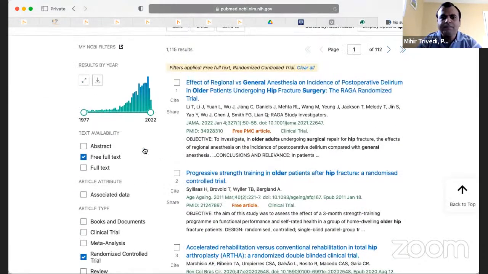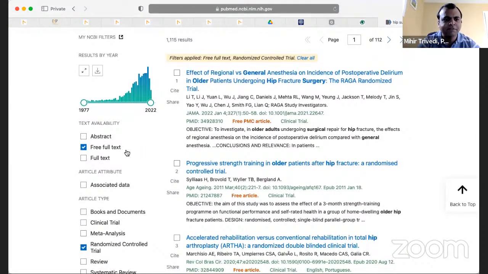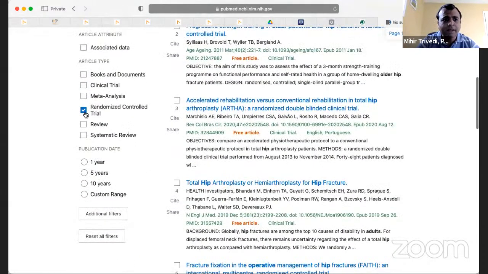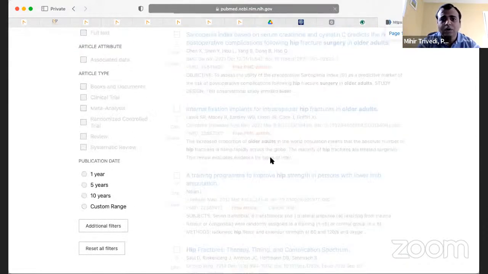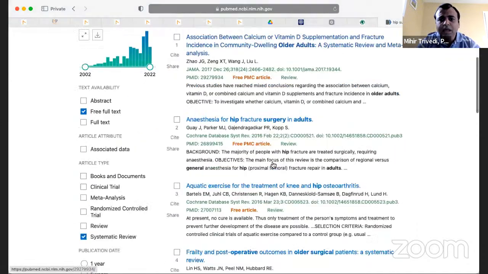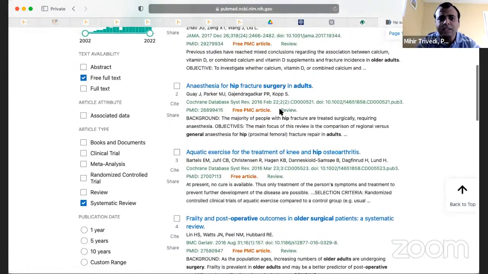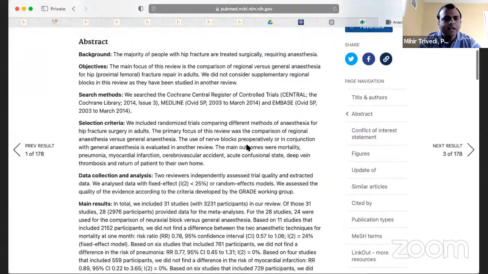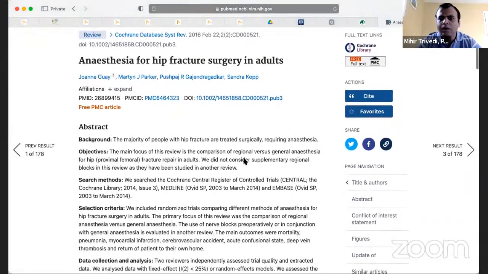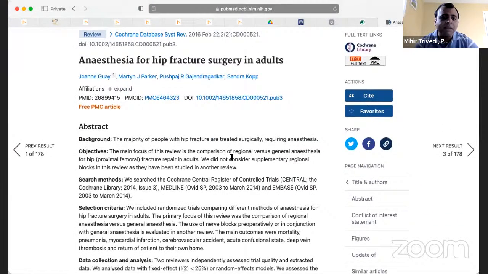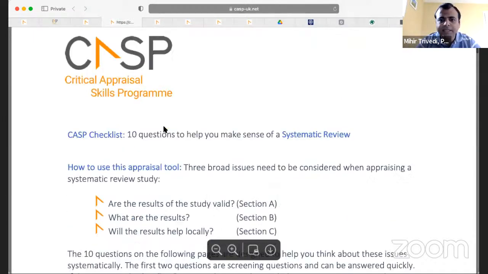Here we have some results, and I'm going to click on free full text, and I'm going to actually click on systematic review. So let's get into the systematic review, and there is one here, looks like one for anesthesia for hip fracture surgeries in adults. Let's take that, and there is a full article over here. Now we just want to see whether we can apply all those questions here. So let's pull this up again for systematic review.